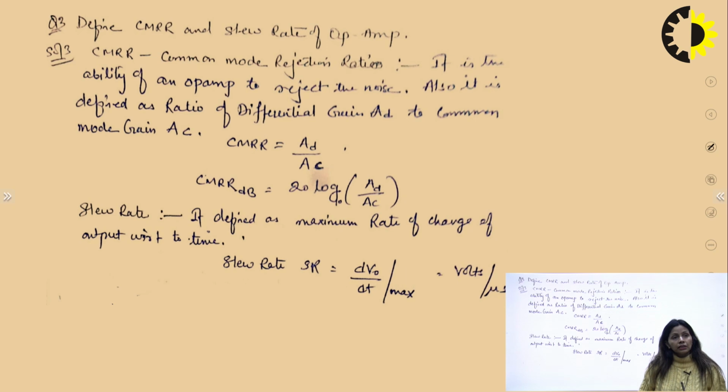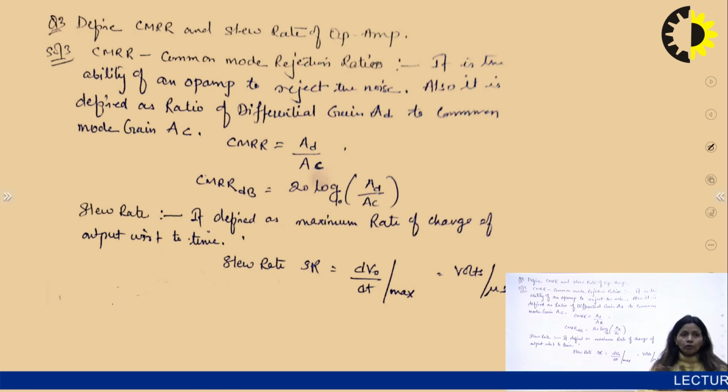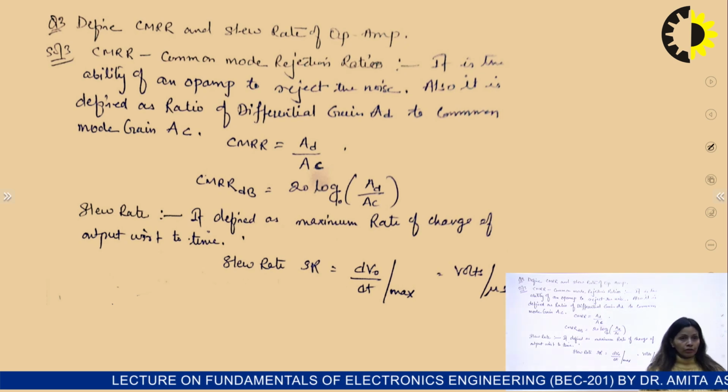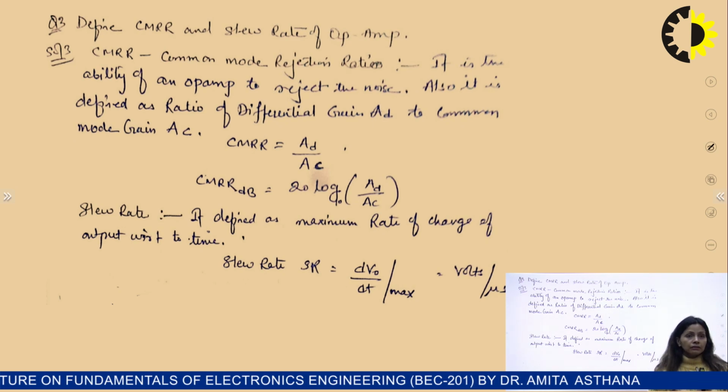We will also mention that if we represent CMRR in decibels, then CMRR in dB is 20 log10 of AD upon AC. Now slew rate is defined as the maximum rate of change of output with time, that means dVo/dt is the parameter. The maximum value of dVo/dt is defined as the slew rate of the op-amp, and its unit is volts per microsecond. In this way we explain both terms, CMRR and slew rate. We have to answer this question very carefully, in such a way that it completes the topic and the question.